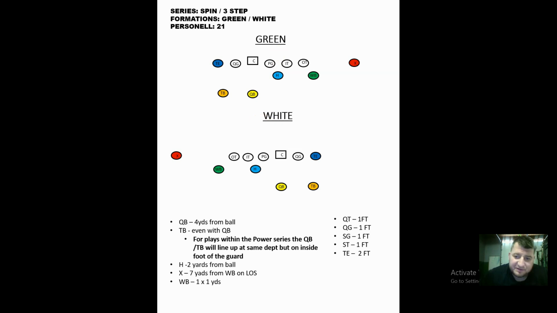We're going to dive into the specifics of green and white and all the tags that go along with that in later videos. But for right now, the key piece that we've got to understand is that both green and white are unbalanced sets. If you look at them, you'll notice that our line flip-flops depending upon the call. In green, the power guard, inside tackle, outside tackle, along with the H, wingback, and X receiver, those skill positions are all tagged on the power side of the formation. The quick guard, tight end, and tailback are all tagged on the quick side. In white, those alignments just simply flip-flop.